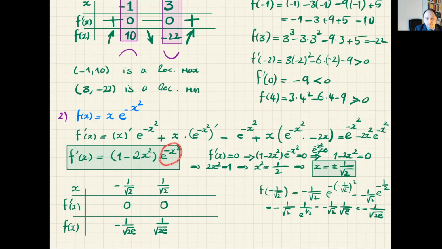Why? E to any power is positive. I don't even care about the value of x. This exponential function is always positive. So it doesn't play any role in the final sign, because it is always positive. So I only concentrate here. If I put minus 1 here, this becomes minus 1. So the whole combination is negative. So what is the best choice between these two?